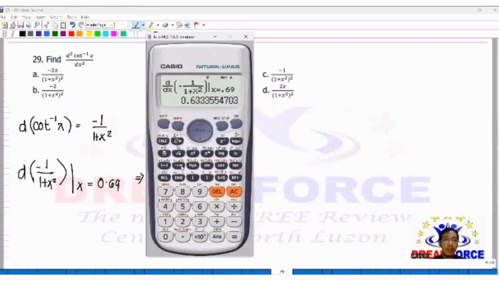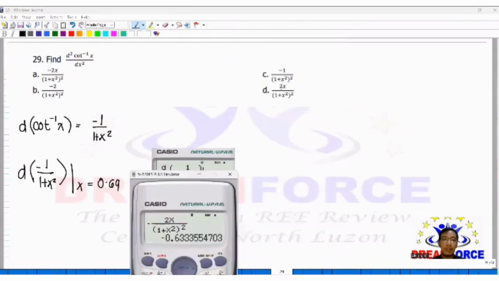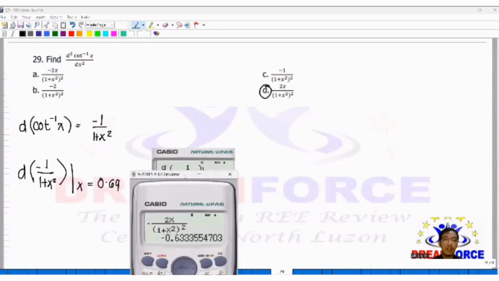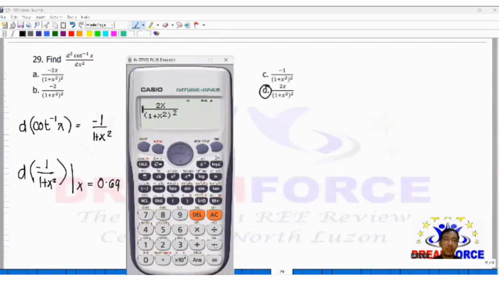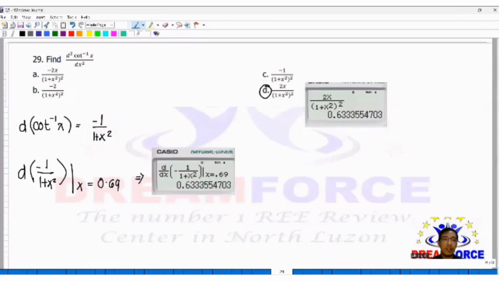Okay, let's try sa letter A. That is negative 2x over 1 plus x squared. Calc natin 0.69. Okay, negative pero parehas, ibig sabihin yung sagot ay positive. So, alisin ko lang yung negative. Okay, letter D is the answer.